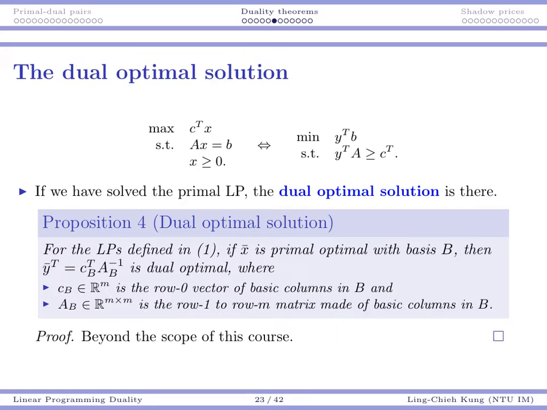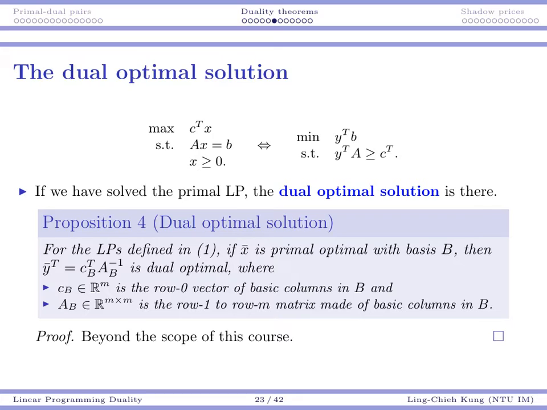May I get them directly, or do I need to solve the dual program? Well, the answer is here. If we can solve a primal program, then the dual optimal solution will be directly obtained, like this. So the statement is here. For a linear program defined here, suppose that we have an x bar, which is primal optimal. Then at the same time, we would know its basis B.